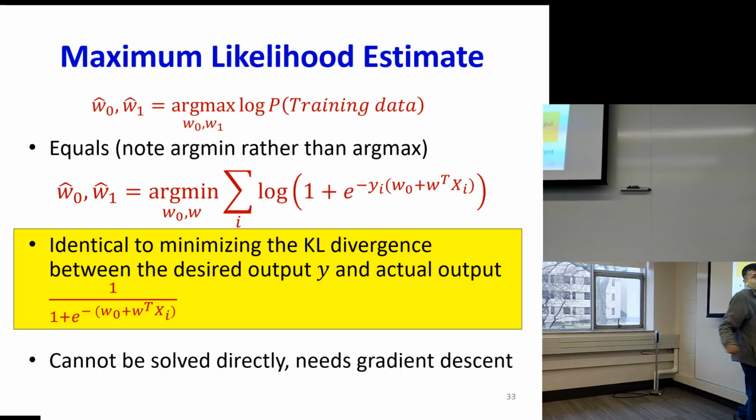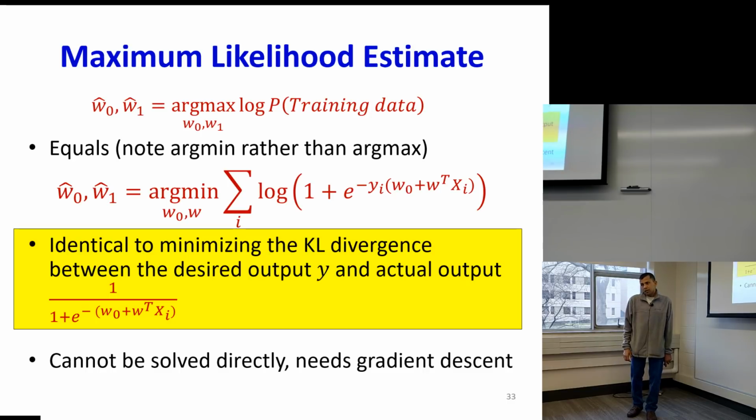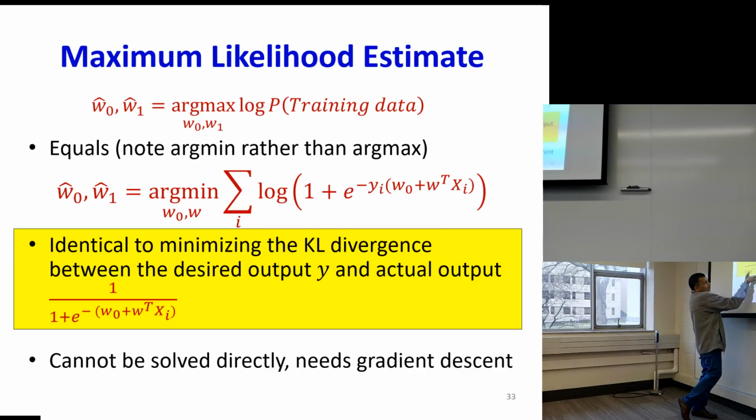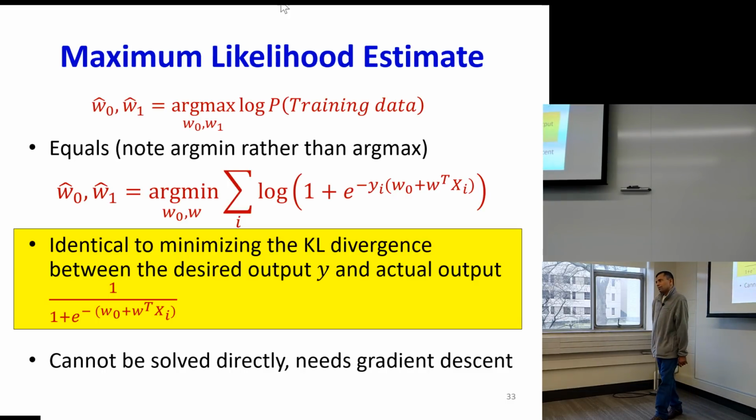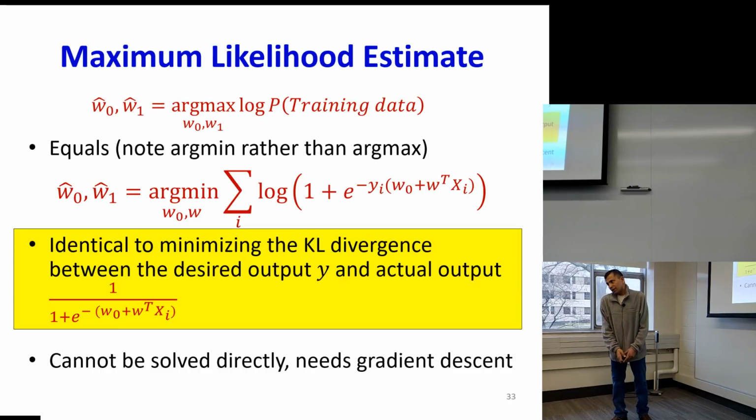So what does this look like? You're really just summing the log of the probability assigned to the class label for each of the training instances. And you're minimizing this log probability, right? And what does this look like? This looks a lot like minimizing your cross entropy or your KL divergence, right? So this is exactly what you're going to be doing. You're minimizing the KL divergence between the desired output y and the actual output produced by the network. Now, you can't solve this directly. You need gradient descent. All that works out.